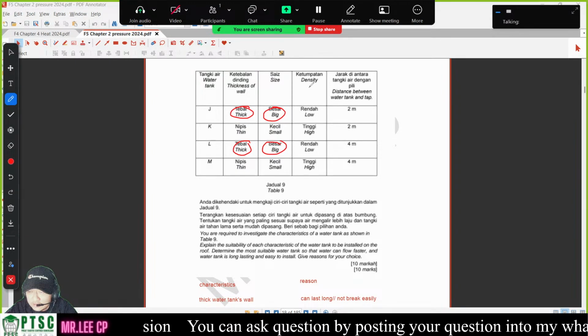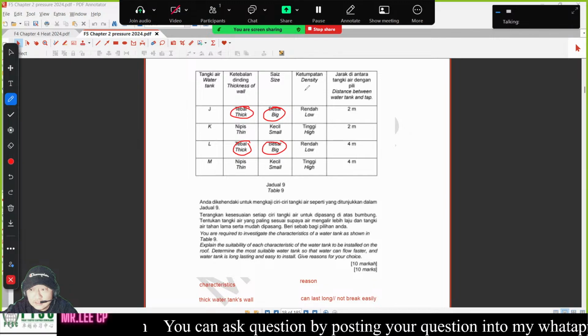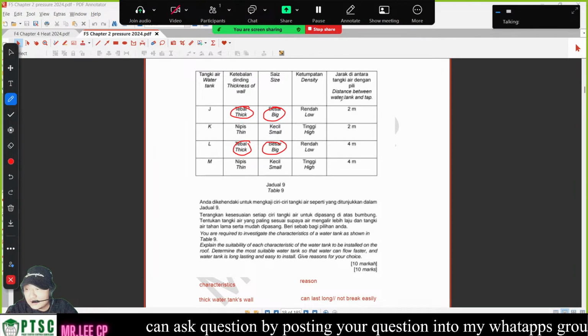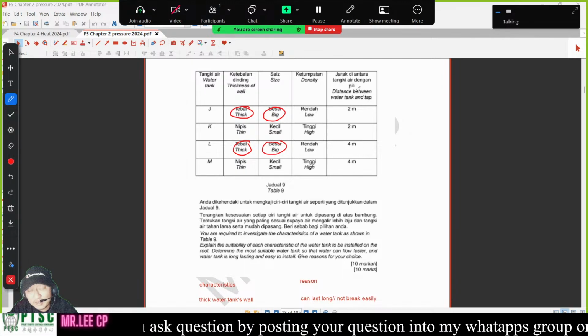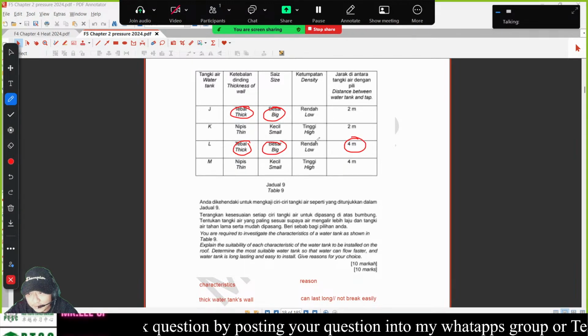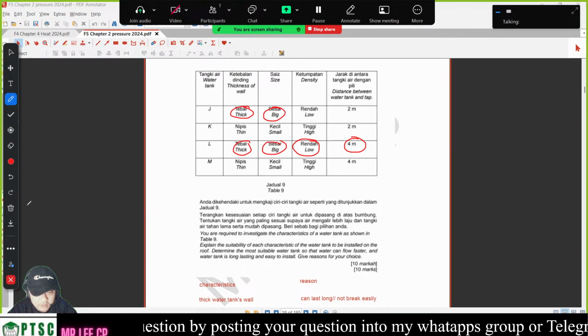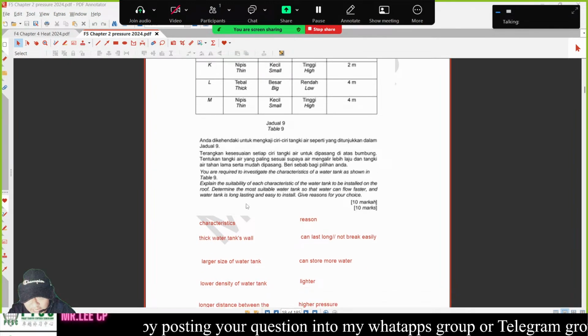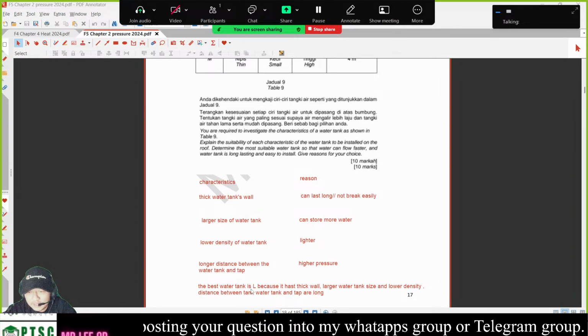So density, I am not sure. All right. So distance of the water tank and the tap have to be high, right? So the higher pressure. So now density have to be low. So this is what we have done. So the best answer, it is L. Best answer, it is L here.